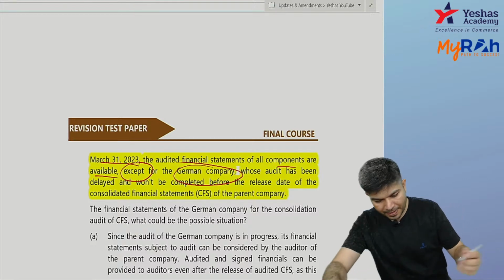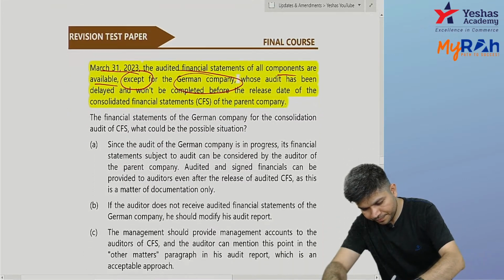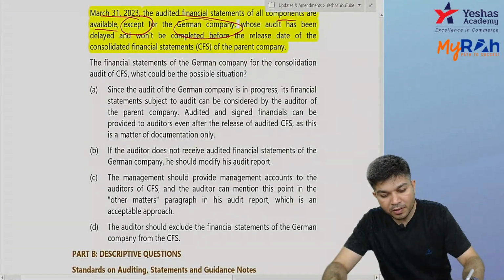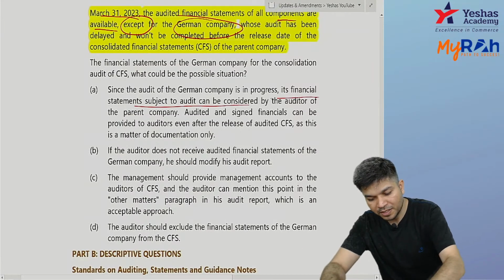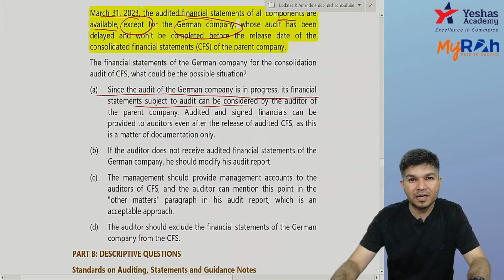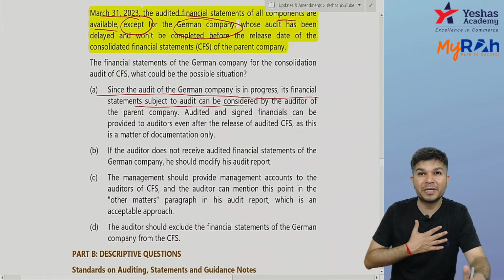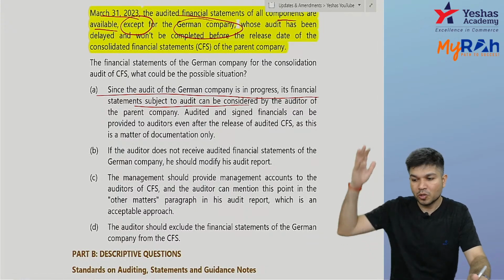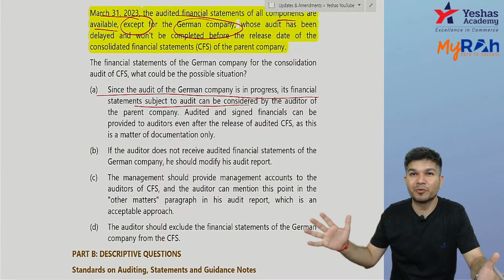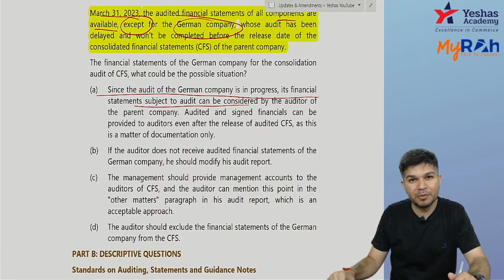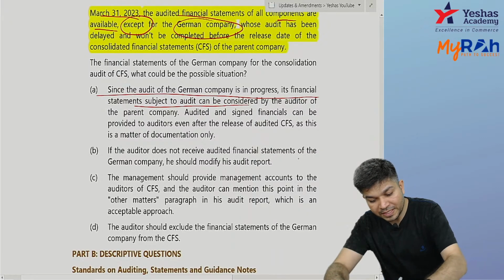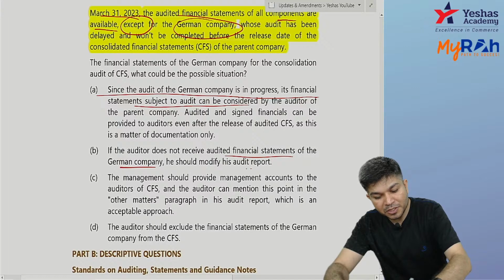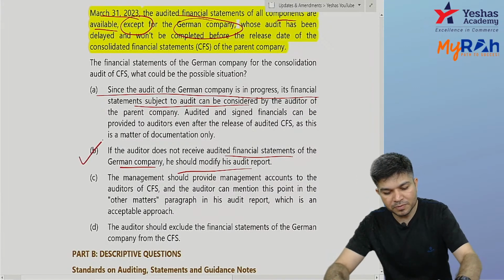Let's see. Since the audit of the Germany company is in progress, a financial statement subject to audit can be considered. No. If financial statements subject to audit are considered, we don't have sufficient appropriate audit evidence about Germany's figures. So on all figures we don't have sufficient appropriate audit evidence. Again, we have to give a disclaimer of opinion. If you do not receive the audited financial statement of the German company, you should modify the report. This looks better.